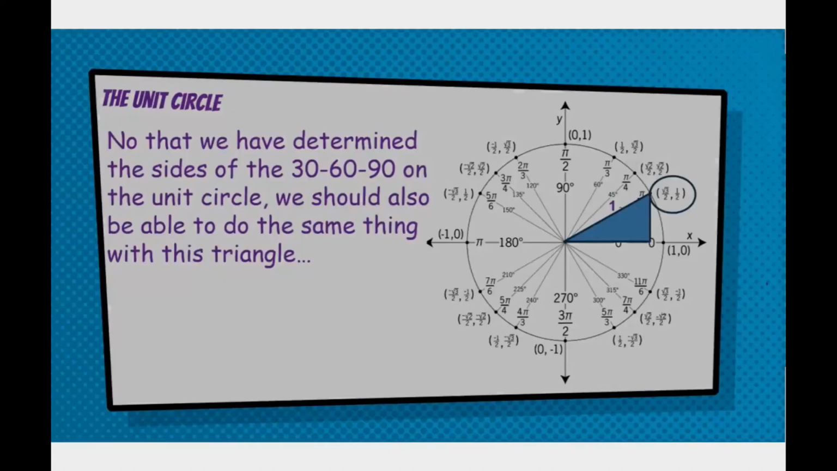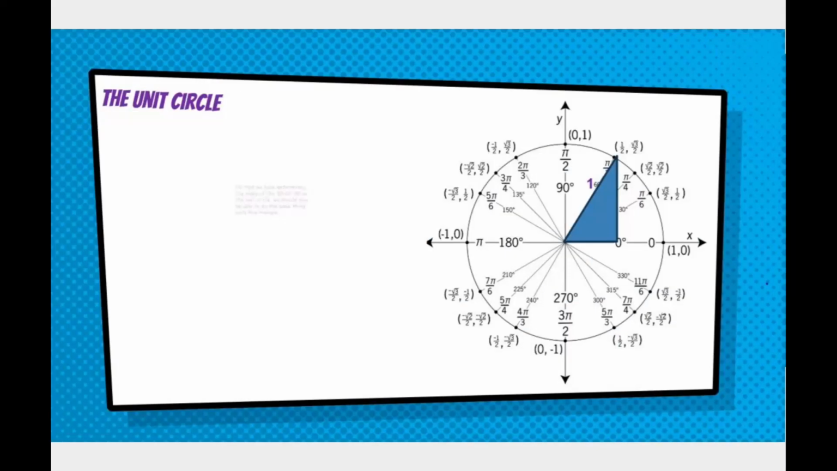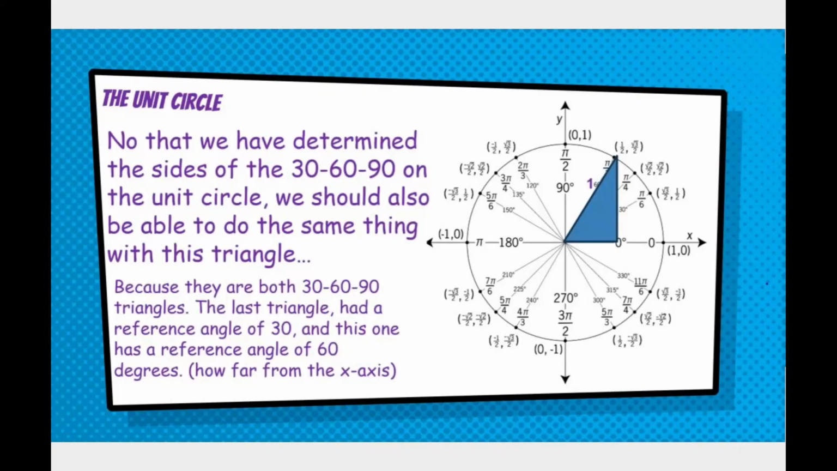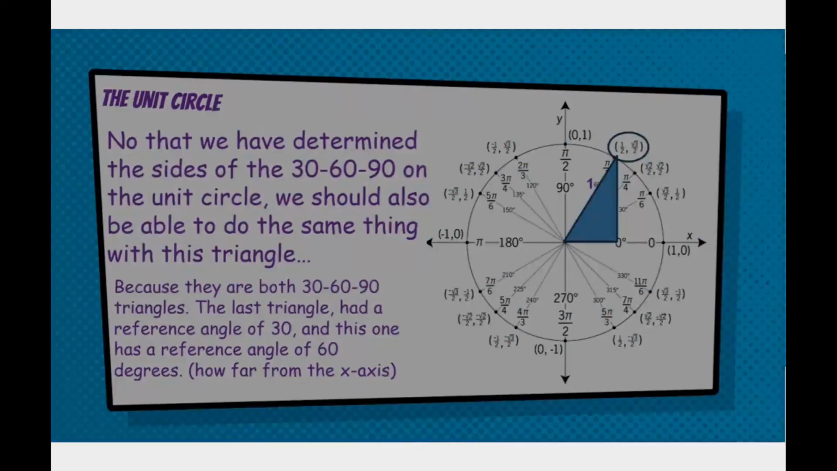So now that we have determined the sides of the 30, 60, 90 on the unit circle, we should also be able to do the same thing with this triangle as well. They have the same ordered pair, just switching order because the angles switched. Because they are both 30, 60, 90 triangles. The last triangle had a reference angle of 30, and this one has a reference angle of 60. Remember, that's how far away from the x-axis our terminal side is.